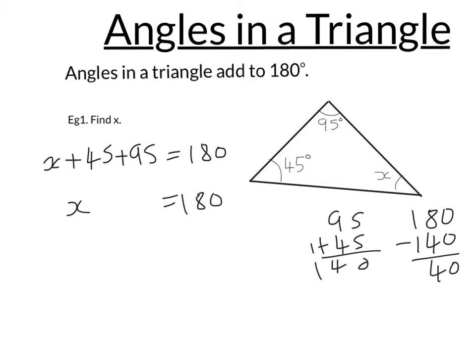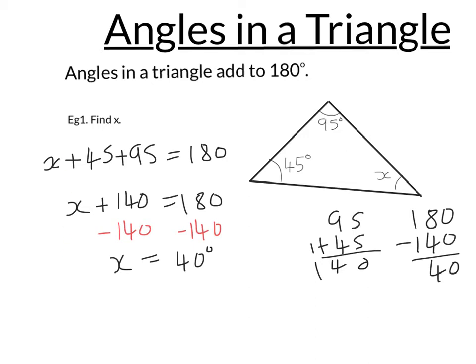The first thing you would do here is simplify the equation. There's a 45 and a 95 which we can add together in this equation because they're on the same side, and that gives 140. And then if x plus 140 equals 180, we can subtract 140 from both sides, and we end up with x equals 180 minus 140, which is 40 degrees. So we get the same answer, obviously, and you can see how they're very similar, but we're focusing on setting up an equation.